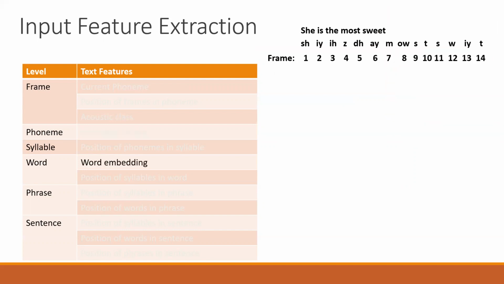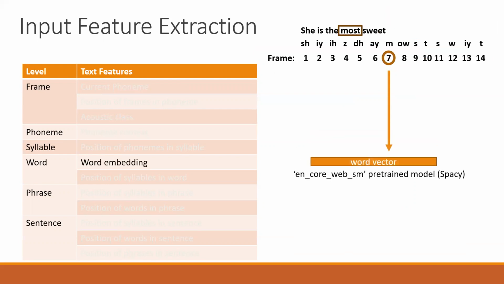And we also use word embedding features. Again, frame 7 comes from the word "most", and then we find the word embedding of the word "most". In this work we use the pretrained model from the spaCy toolkit.